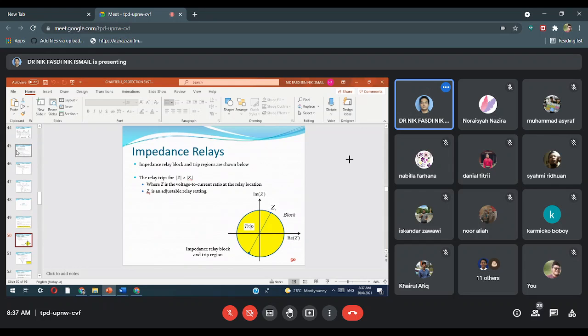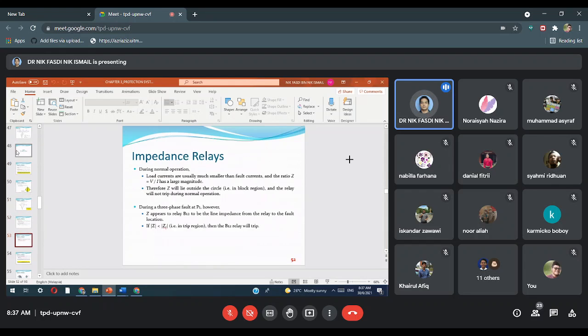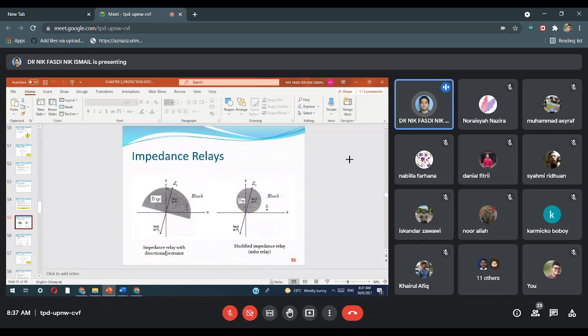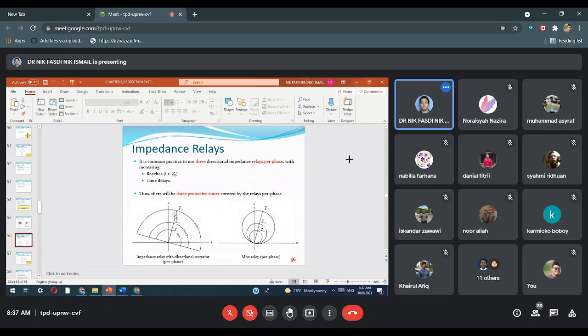Right? Okay, and then in relays we have two types. We have the impedance relay with directional restraint, or we can use modified impedance relay. So what is the difference between these two? Modified, you can see here that the circle is offset above the R zero axis. This one just a normal impedance relay. Okay, that's the difference.